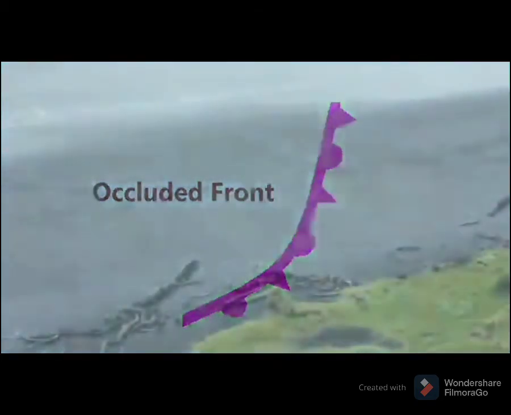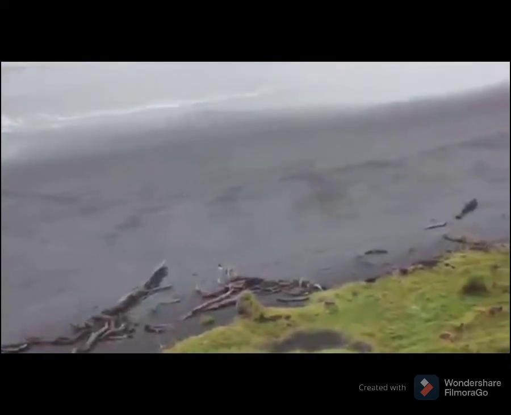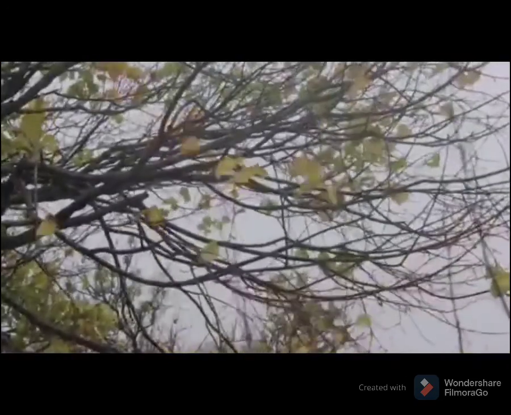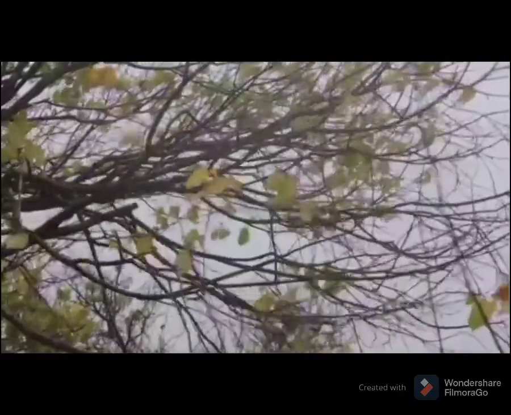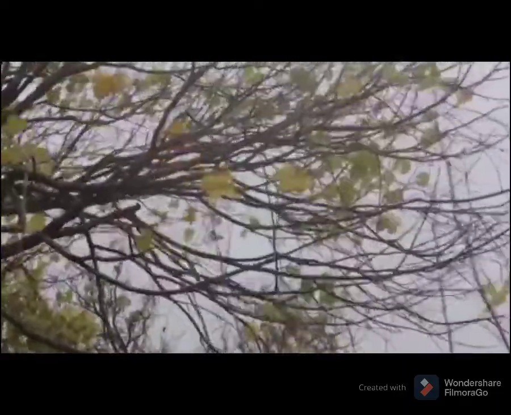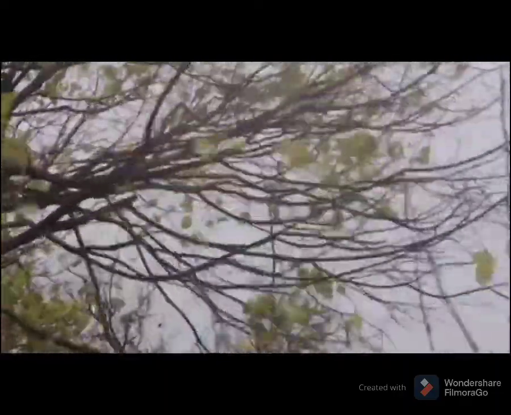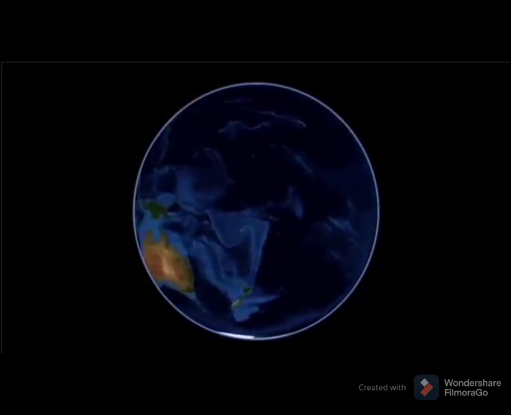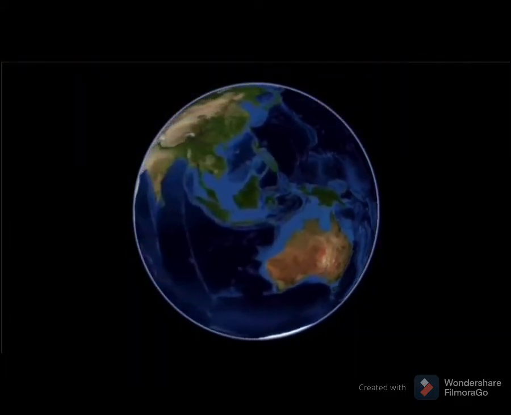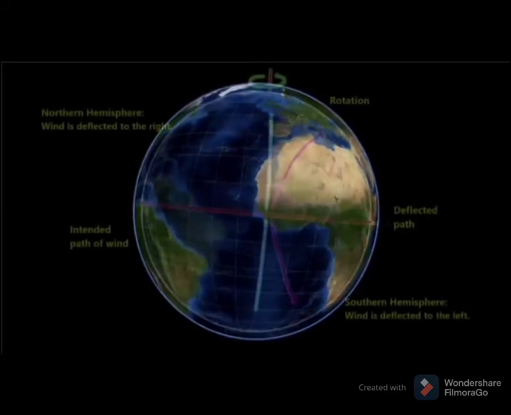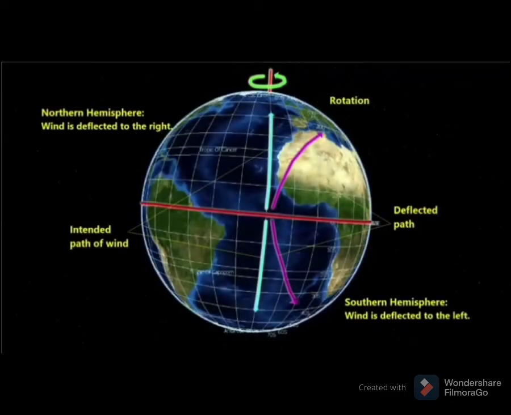Weather maps also show wind conditions. Wind is the movement of air. Wind moves from high pressure areas towards low pressure areas. Winds do not travel in a straight line due to the Coriolis effect. This effect is created by the rotation of the Earth. The Coriolis effect deflects wind to the left in the southern hemisphere and to the right in the northern hemisphere.